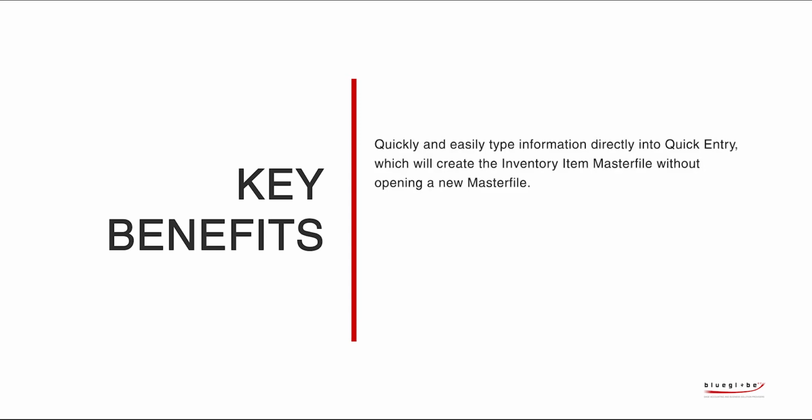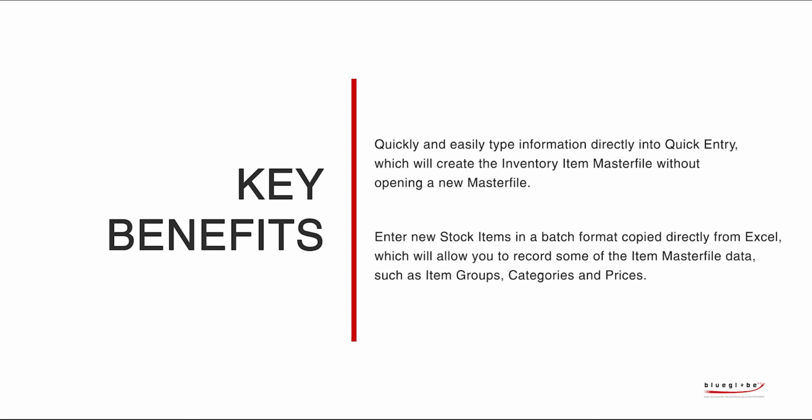Some of the benefits of using the quick entry option are: you can quickly and easily type some of the information directly into quick entry, which will create the inventory item master file without opening a new master file. And you can enter new stock items in a batch format, which will allow you to record some of the item master file data, such as item groups, categories, and prices copied directly from an Excel spreadsheet. Let us take a look and see how that is done.